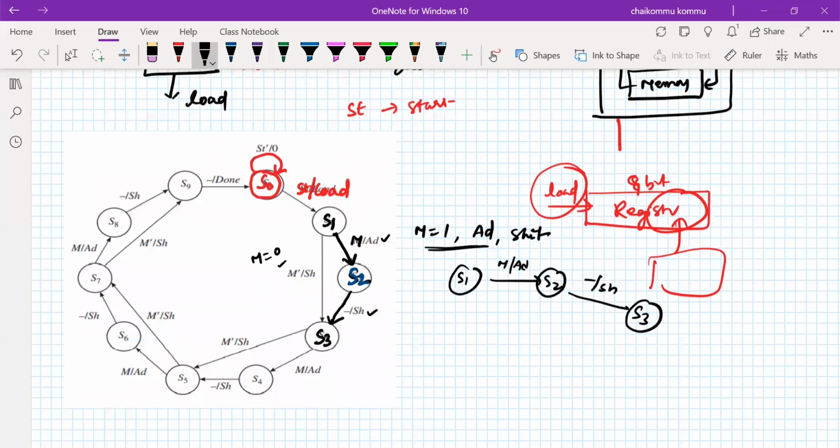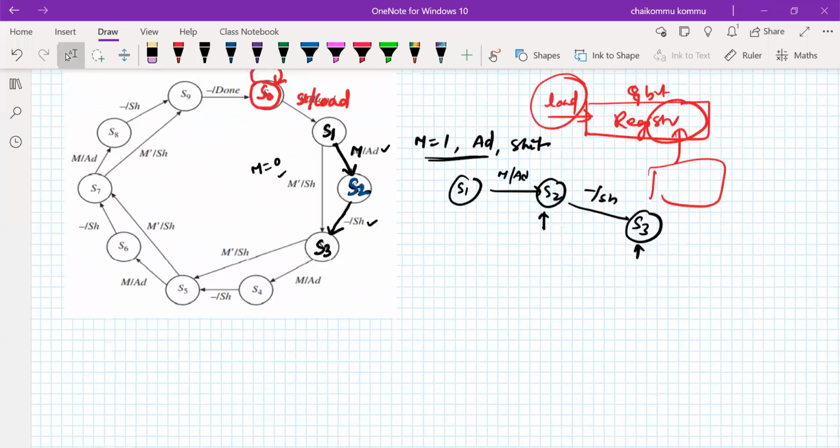Two states are required for that. The S2 state says the addition operation is performed, where M must be true and addition has to be produced there. I don't want to consider anything about M there, but only the shifting operation must be performed. So what if M is equal to 0 here? Only shifting has to be done, so it has to do the shifting operation and go back directly to this state.